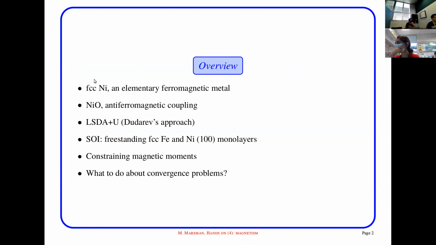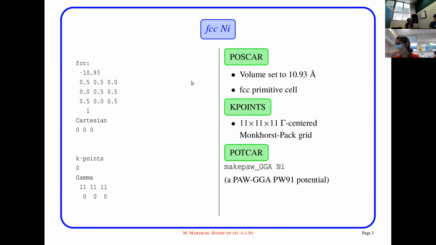Instead, you will calculate FCC nickel. Here you will apply the magnetic moment, and you will see that you need to reproduce that nickel is ferromagnetic. Then you will calculate nickel oxide, and you will see how the calculation gets more physical when you apply this Dudarev approach, okay? So, very quickly, for nickel, you get everything already done, okay?